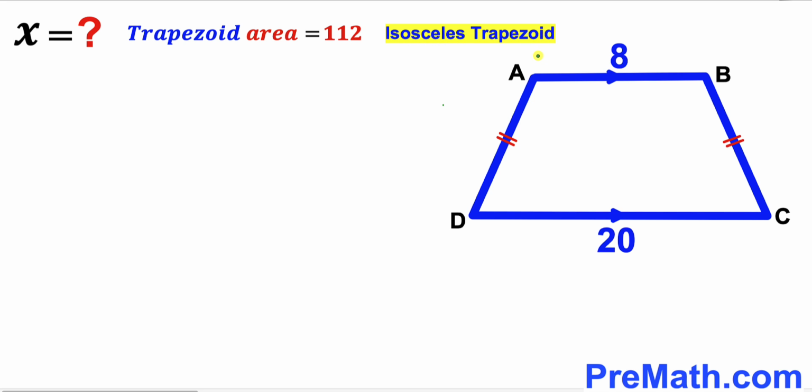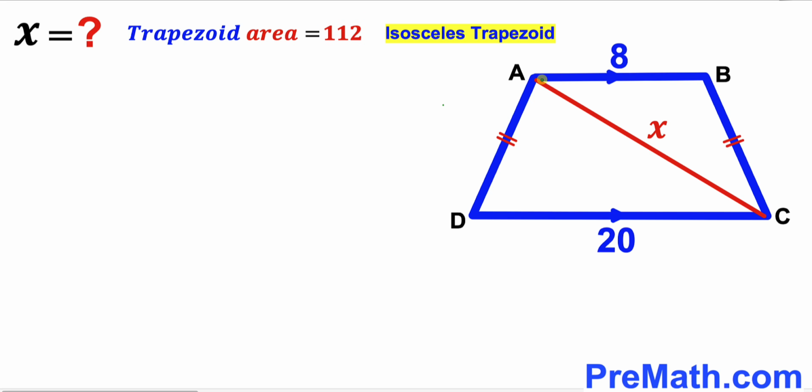In this video, we have got this isosceles trapezoid ABCD, as you can see in this given diagram, such that the base AB is 8 units and the base CD is 20 units. Both of these bases are parallel to each other. Furthermore, side AD equals side BC, and the area of this blue trapezoid has been given to us as 112 square units.